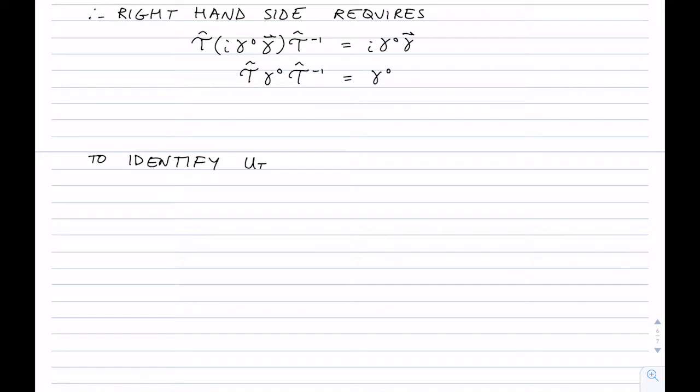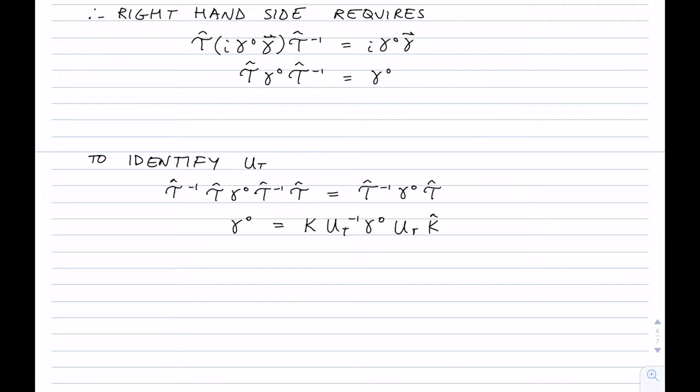We will take the second of these equations and multiply it on the left by t to the minus 1 and on the right by t. So we'll get t to the minus 1 t gamma naught t to the minus 1. That's what we had to begin with. We multiply it on the left by t to the minus 1 and on the right by t itself. And then t to the minus 1 t is just 1. So then on the left-hand side, we've got gamma naught. And on the right-hand side, we've got t to the minus 1 gamma naught t, which is k ut minus 1 gamma naught ut k.